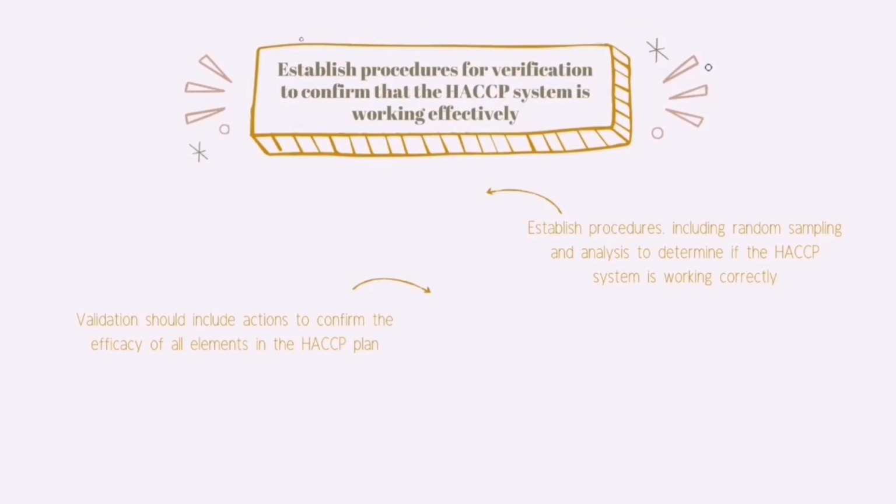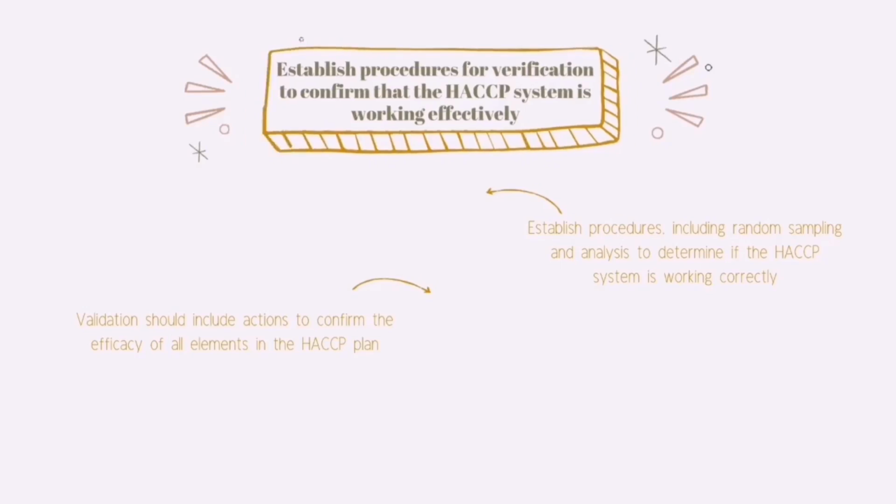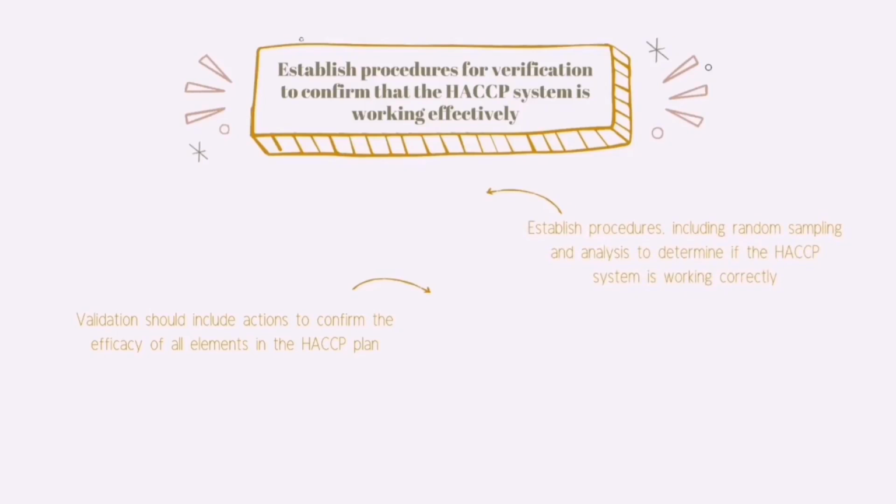Establish procedure for verification to confirm that the HACCP system is working effectively. Establish procedure including random sampling and analysis to determine if the HACCP system is working correctly. Validation should include action to confirm the efficacy of all elements in the HACCP plan.